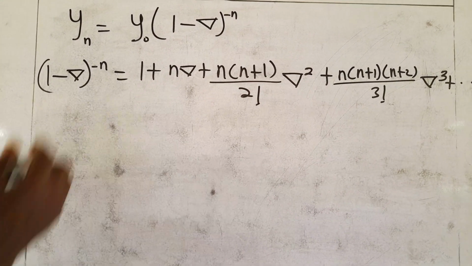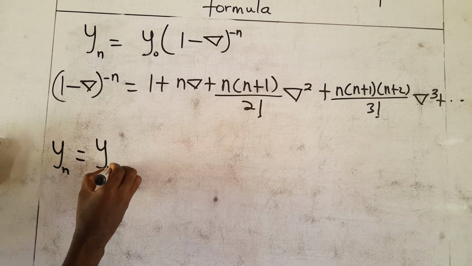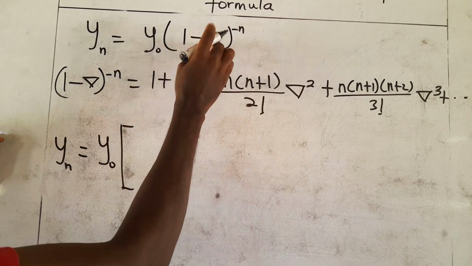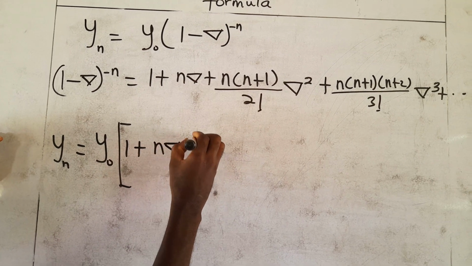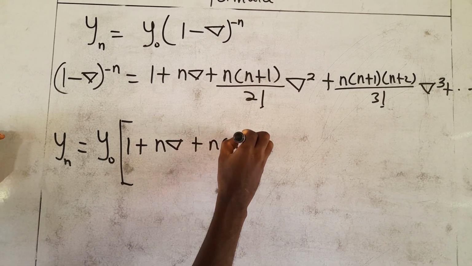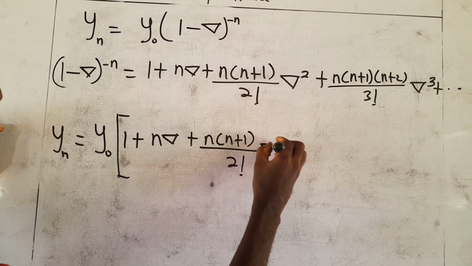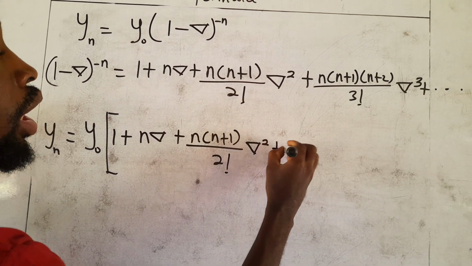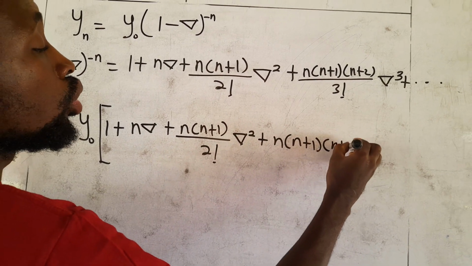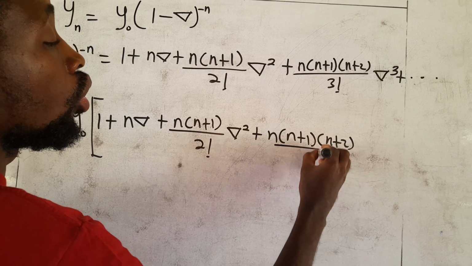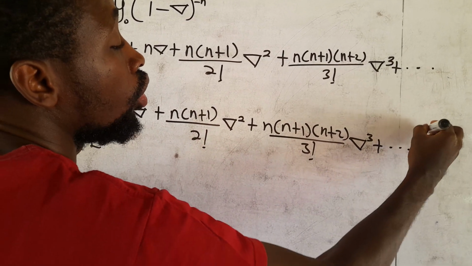So now let's substitute. So we can say our yn will be equal to y0 bracket. In place of this, we substitute 1 plus n nabla plus n plus 1 over 2 factorial nabla square, plus n plus 1 n plus 2 over 3 factorial nabla cube, then plus 3 dots.